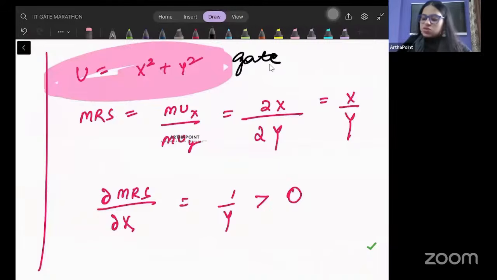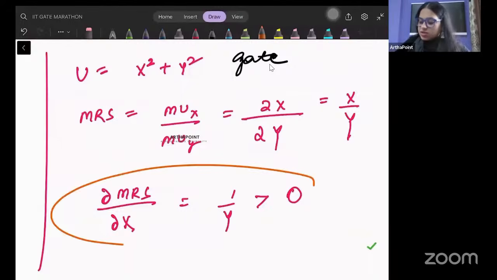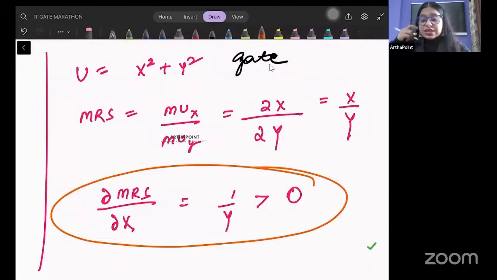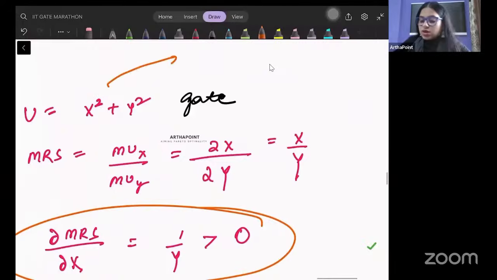I think this was there in last year's GATE exam. 90% students did this wrong. उन्होंने सीधा MRS is equal to PX by PY कर दिया. Now, this is increasing MRS. If it is increasing MRS, the only thing that we can go ahead and do is have a corner solution. So you have to consume the good whichever is cheaper.